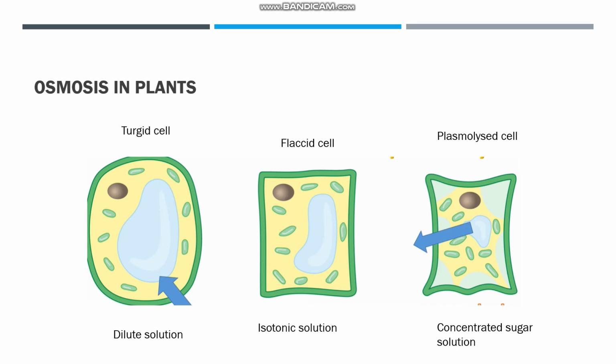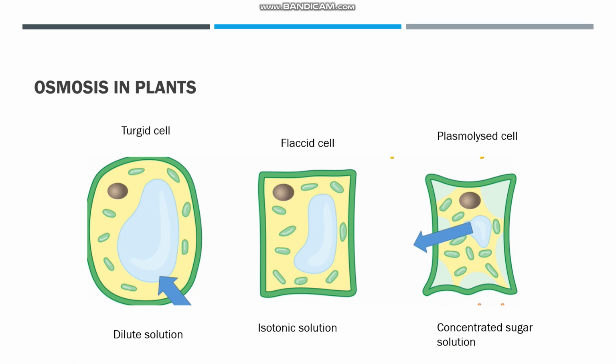So osmosis in plants. So let's take a potato cell for example, and if we place a potato cell in a dilute solution, so dilute solution would mean that there's less sugar and more water, and there's more sugar in the potatoes and less water. So since there's more sugar in the potatoes, water would move into the cell, causing it to become turgid.